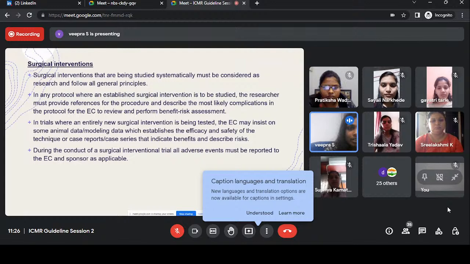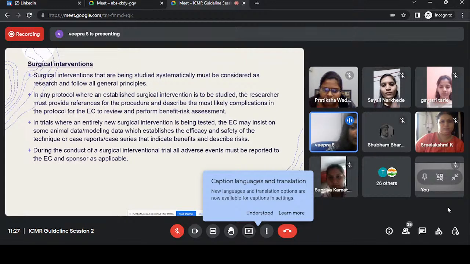Then in any protocol where an established surgical intervention is to be studied, the researchers must provide references for the procedures and describe the complications involved. There may be some risks that can happen during that also, so that must be explained properly to your subject. Such information should be properly explained, and the EC has to review the study and the procedures. Risk-based assessment also has to be checked.